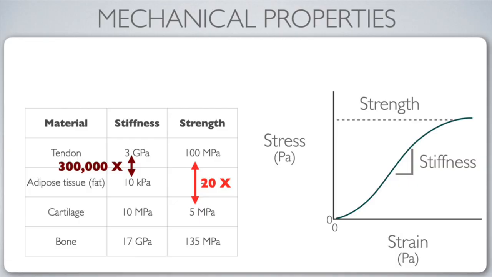Now, all of these values correspond to the kind of mechanical test that we've laid out so far. That is, we're pulling on the material, and so not surprisingly, we don't even have a value for the strength of the fat tissue because it really doesn't resist pulling very well at all. And cartilage allows for some resistance to pulling, same with bone.